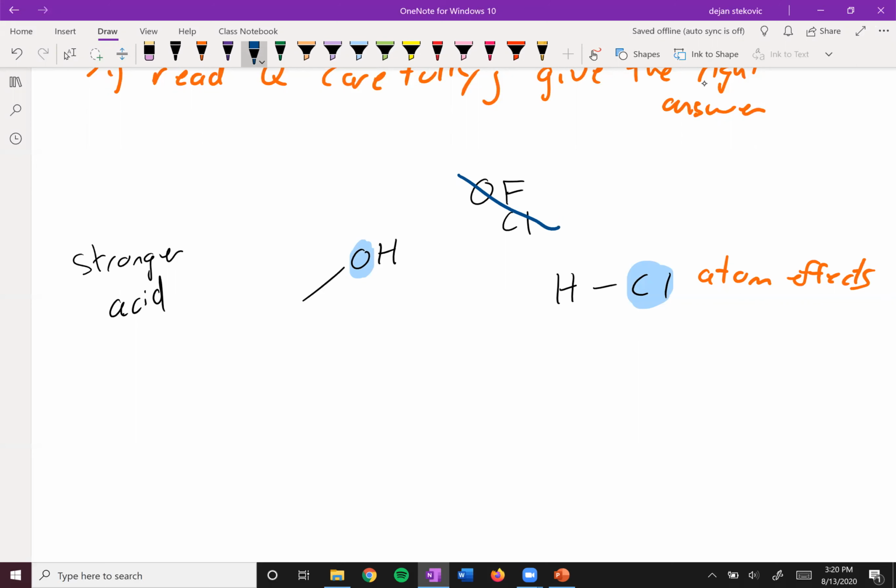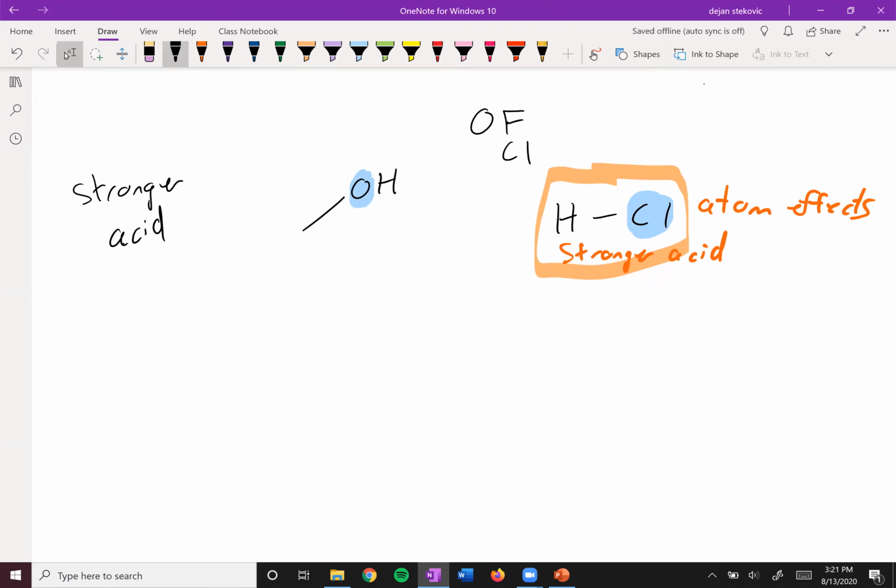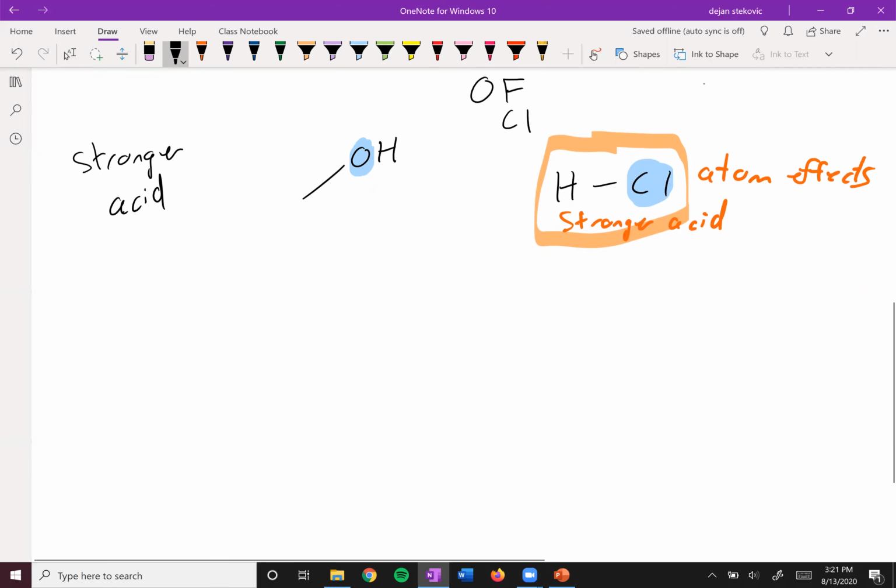and if you're kind of going sideways on the periodic table, it's the down that's going to dominate. Size in general is going to be the more important factor, right? And so chlorine is going to be the bigger atom, and so it's going to stabilize that negative charge better. And so this one right here will be the stronger acid. And this makes sense from what you learned in Gen Chem 101 or 102, right? You learned that hydrochloric acid, HCl, is a strong acid. This alcohol is obviously not a strong acid because you drink alcohol, and so if it was a strong acid, you'd be dead.